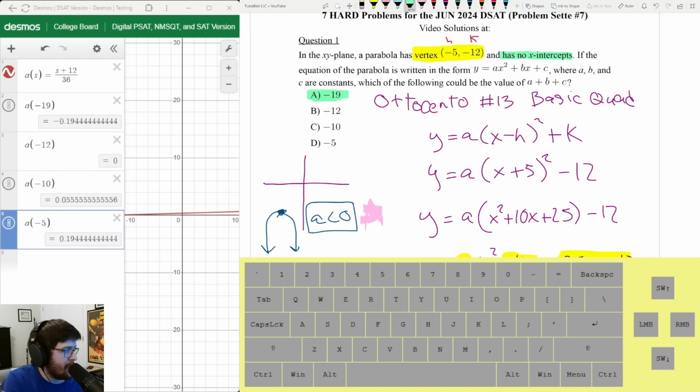That's the only one that gives us that. B gives us an a value of 0, which it wouldn't even be a quadratic anymore. It would be a horizontal line. And C and D give us positive a values, so that would mean it's pointing up, and it has 2 x-intercepts. Question said it has to have 0 x-intercepts.